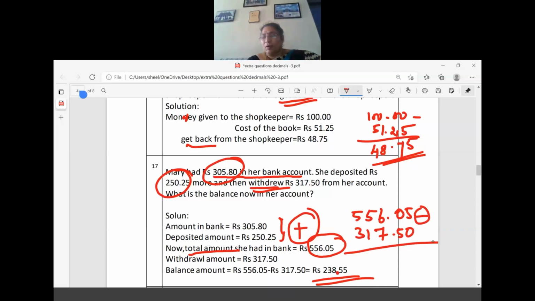I think it is clear now. So what is the answer? You are getting 238.55 only. So both the parts we have done. One is addition we have done and one is subtraction we have done. When we are depositing, the amount will be more. When we are withdrawing, what will the amount be? The amount will decrease.